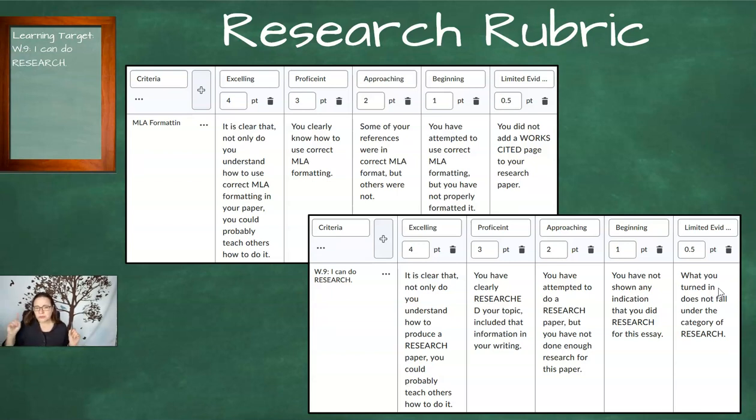Same with the research. Now the research has 2 categories. One of them is actually doing the research and proving you can do that. The other part is putting it in proper MLA format. And we will talk about that in class, but you will have to do that for the research. So just be aware that's coming up.